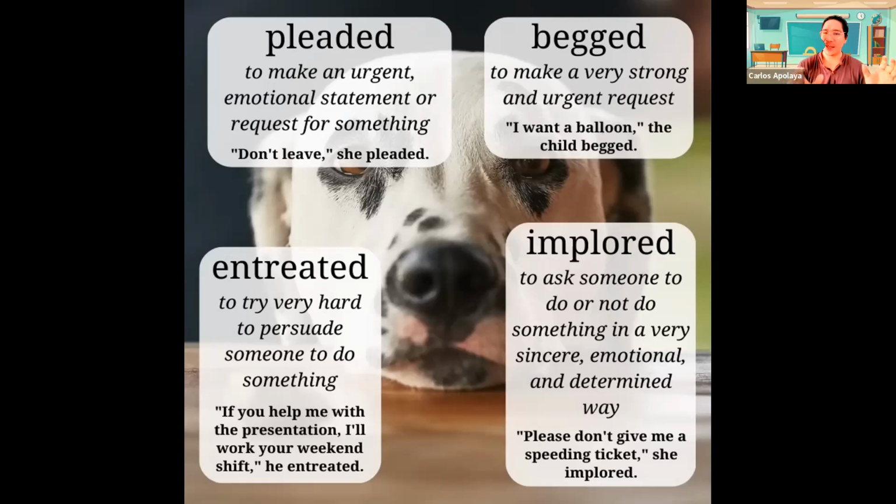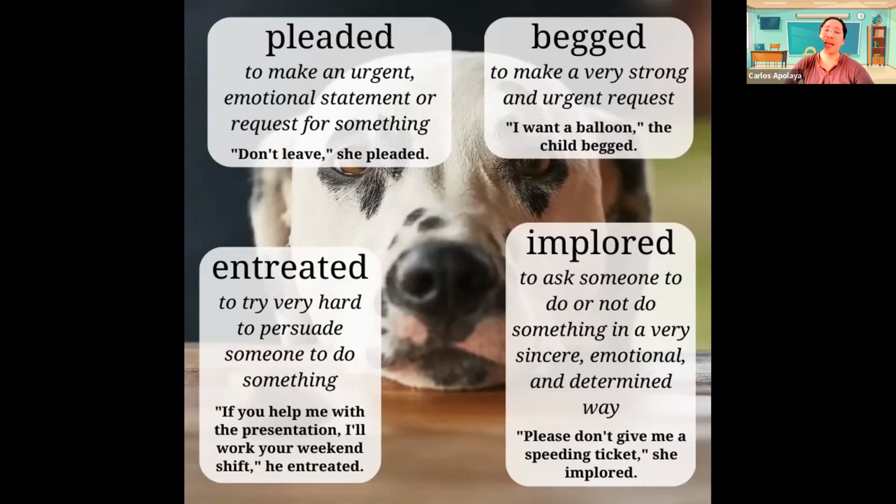Then we have beg. Beg in the past, begged. What is the difference? It is like when, for example, a child said, I want a balloon. He said he wanted a balloon. No, he begged. Because when you beg, it is for urgent requests, very strong, just for requests. And the previous one, emotional statement. Begged is similar to pleaded, but in this case, it's just for urgent requests. El niño dijo, quiero ese globo. No, él begged, like, quiero ese globo, you know, like a kid.